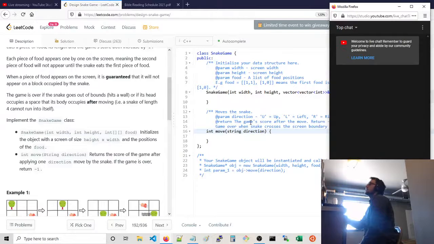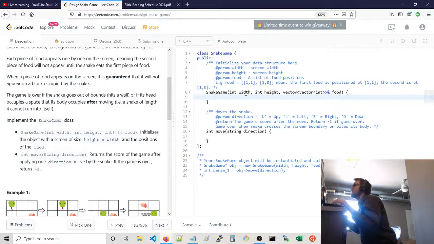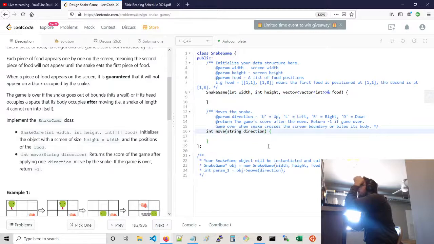Pretty interesting question. So, yeah, glad we're taking a look. So let's see. We have to check if it bites its body or if it crosses the boundary. And if it grabs the food. Okay. So we can do a few things. We can use a food iterator here. And what happens when the game is over?